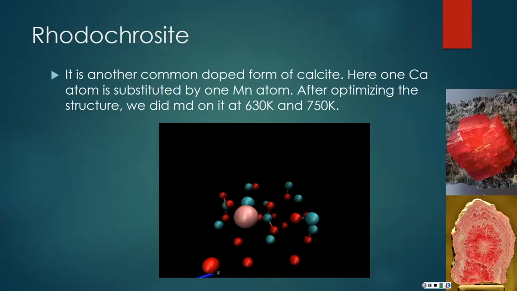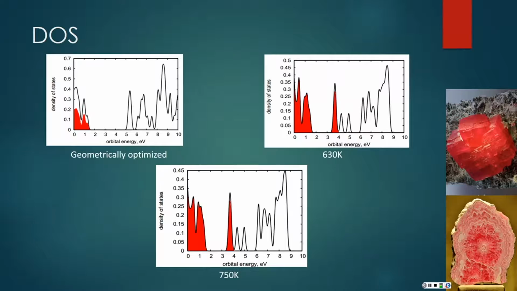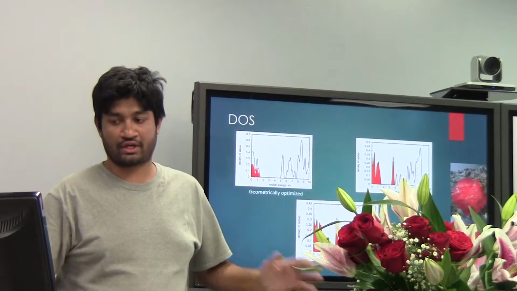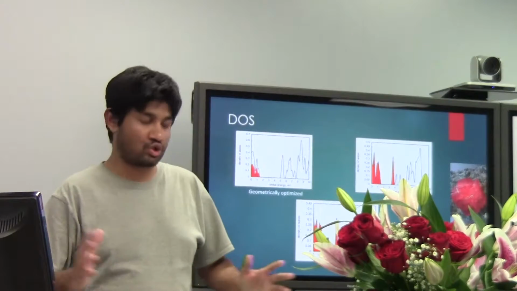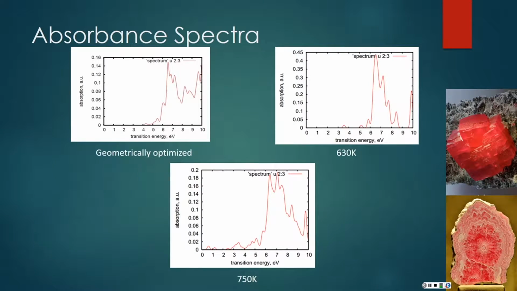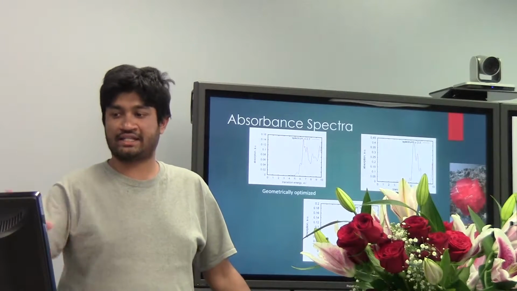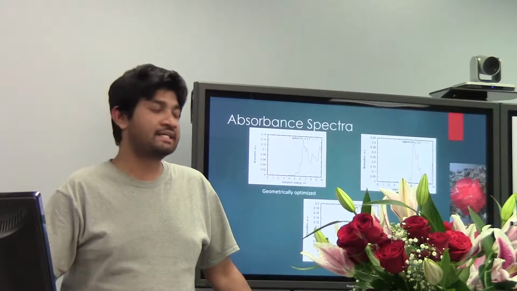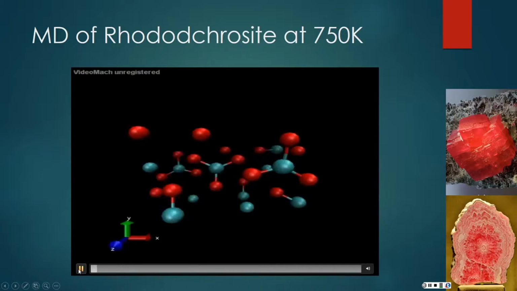And that's another form of the doped calcite. It is rhodochrosite, and we did the simulation at 630 and 750 Kelvin. If we look at the density of states DOS diagram, we can also find that the HOMO-LUMO energy gap is also increased with the increase of temperature. And if we look at the absorbance spectra, we can find that the orbitals are separated into two regions here, and the d-d transition is less intense or almost vanishing here. So that's the MD of rhodochrosite at 750 Kelvin.